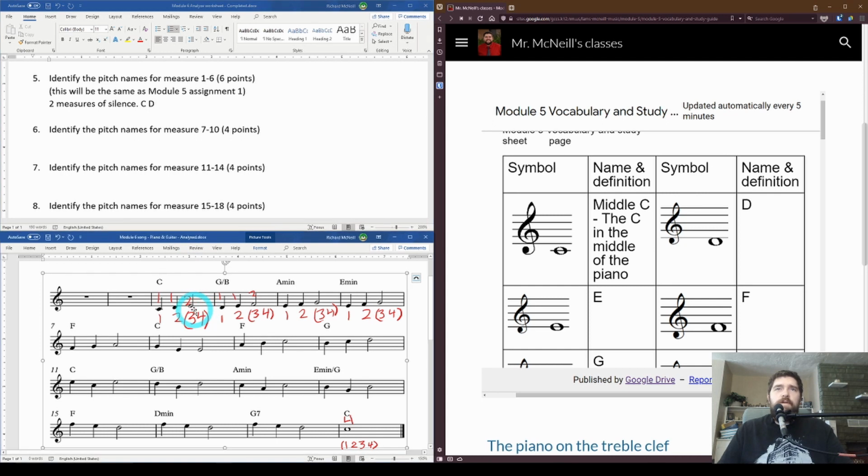Our third note of this measure is on the first line of the staff, the bottom line, and that one is E. Once I am done with that measure, I draw my bar line and move on to the next measure. This next measure we have D, E, and then that bottom space, space 1 on the staff. That one is an F.